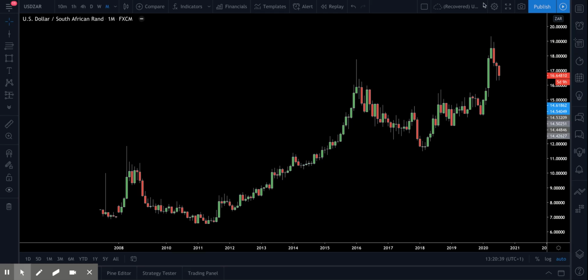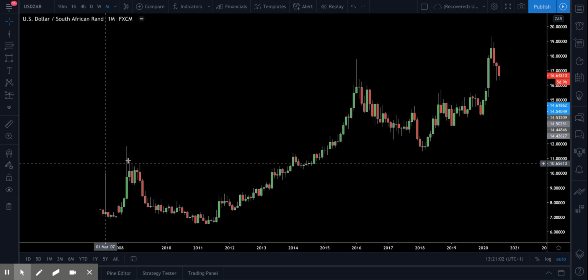So looking at the US dollar versus the South African rand, we can see all the way from back in 2008, pretty much consistent uptrend. Well, yeah, a clear consistent uptrend. We have had a few phases of markdown where we've been pulling back to lower prices. But overall, the dollar has gained so much ground against the South African rand.